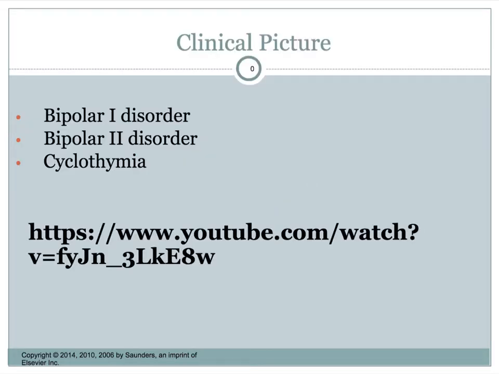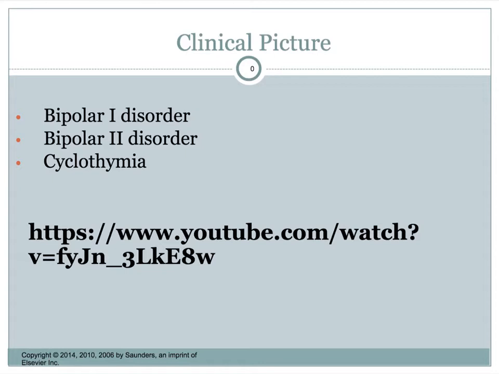When you look at the clinical picture of patients with bipolar, you're going to find that there are three types. There's bipolar 1, and this is a disorder where there's 1 week of mania. Then you're going to have bipolar 2 disorder. This is when they have a lower level of mania and then extreme depression. Bipolar 1 disorder is more seen in men, while bipolar 2 disorder we see more in women.